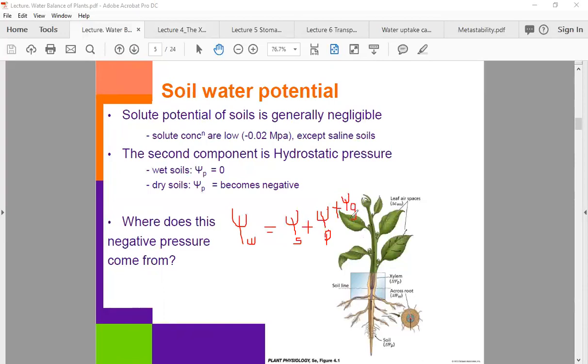Gravity. Gravity. Tidal pressure. Oh, I don't know about that one. Not sure about tidal pressure.